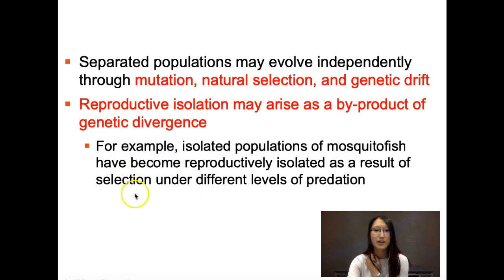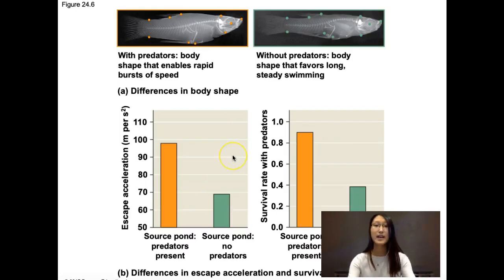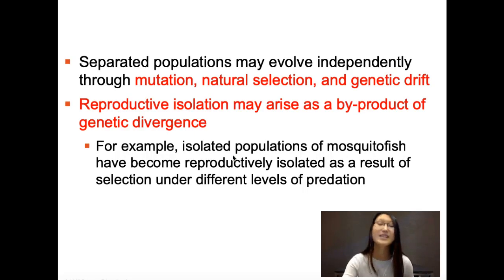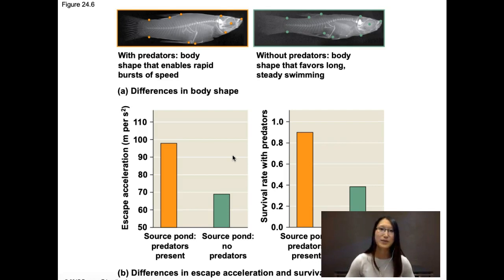So for example, there are many examples, but this one gives you an example of mosquito fish that have become reproductively isolated as a result of their own natural selection by the predators. So in this case, this is an experiment done, some observations on these fish. They're called mosquito fish because they eat mosquitoes, I think. So there are two species of mosquito fish.